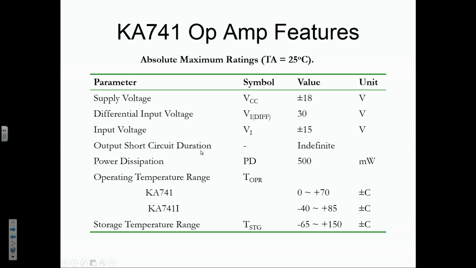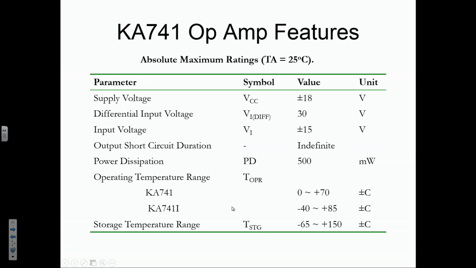The output short circuit duration is indefinite. So you can have an unlimited short circuit output on this. That may not be meaningful to you at this point, but hopefully as we go along, some of these things will become more meaningful. Power dissipation, 500 milliwatts. Operating temperature for the K741 is 0 to 70 degrees C. 70 degrees C is pretty hot. Off the top of my head, I think that's on the order of 150 degrees, something like that, Fahrenheit.